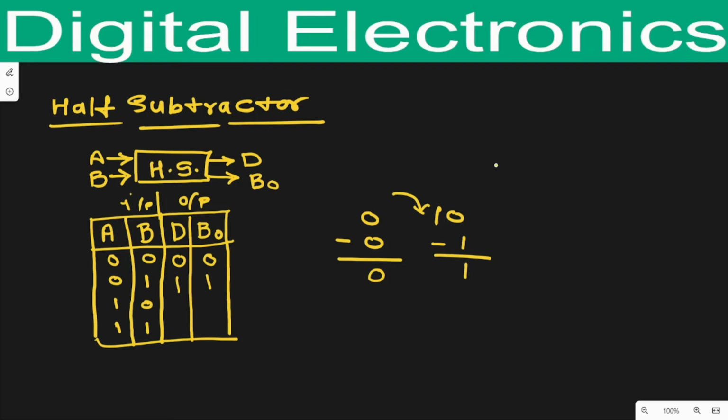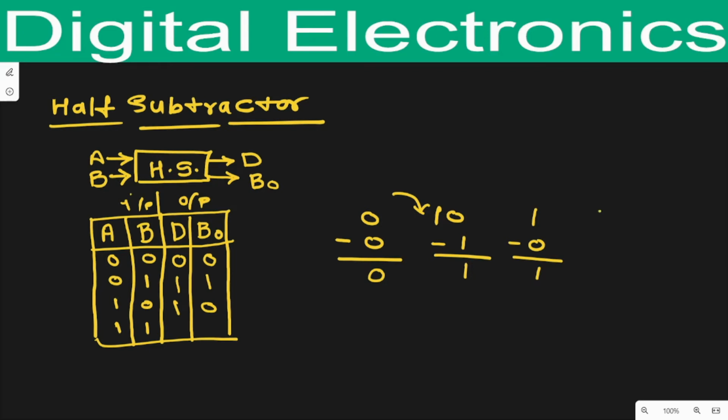Okay, now we consider third case. In third case, input is 1 and the second one is 0. Is it clear? So when 1 minus 0, at that time we will find output as difference 1. So I have written difference as 1. Is borrow required in this case? No, no borrow is required. That's why I have written B naught equals to 0.